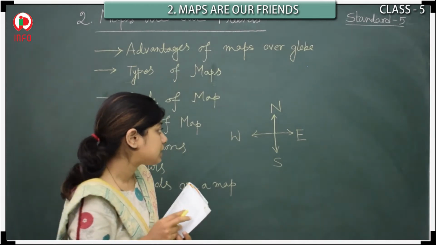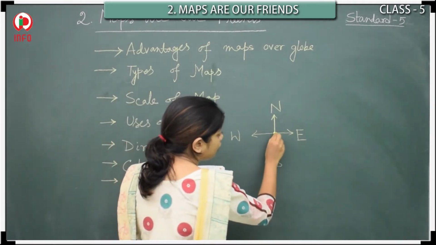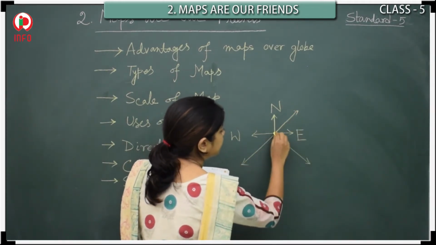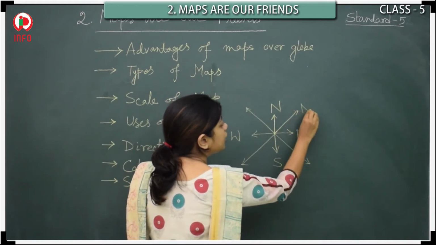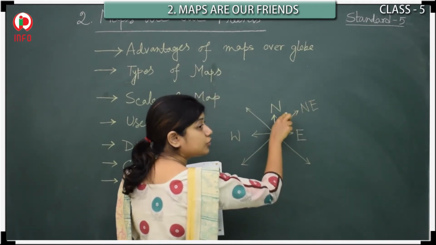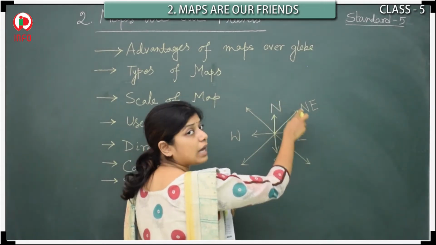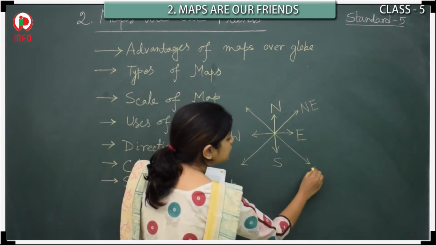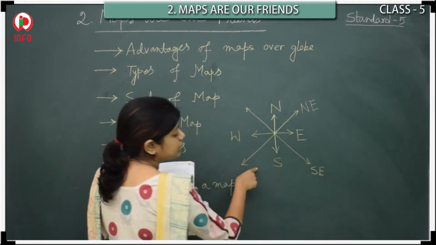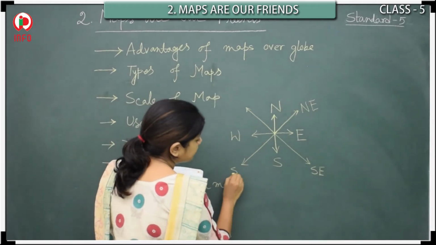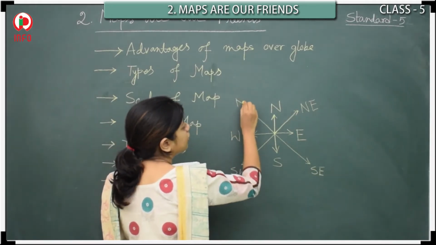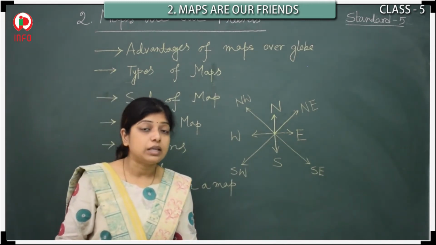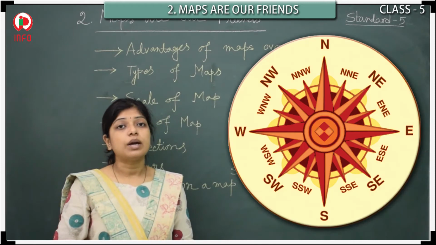Now one more thing is there. Which one is the northeast? This one. See here, this one is the northeast, because this direction is between north and east. See here, this direction is the southeast. This one is the southwest. And this position is the northwest. Like this, different directions are assumed. Otherwise, it is not possible.